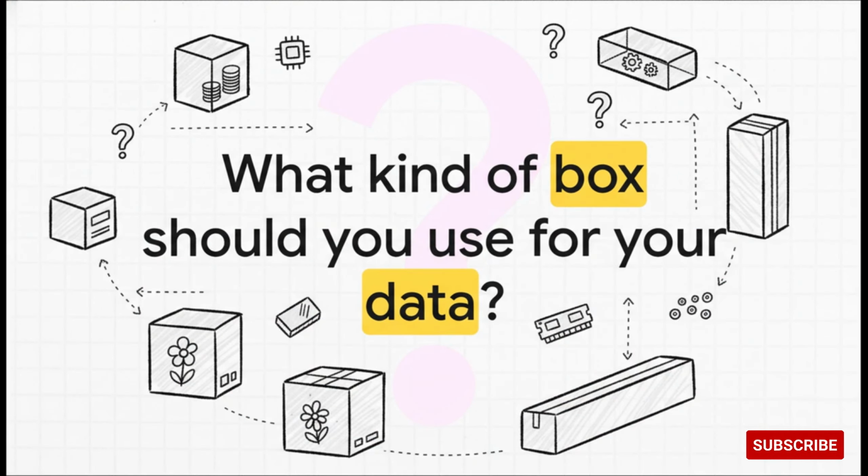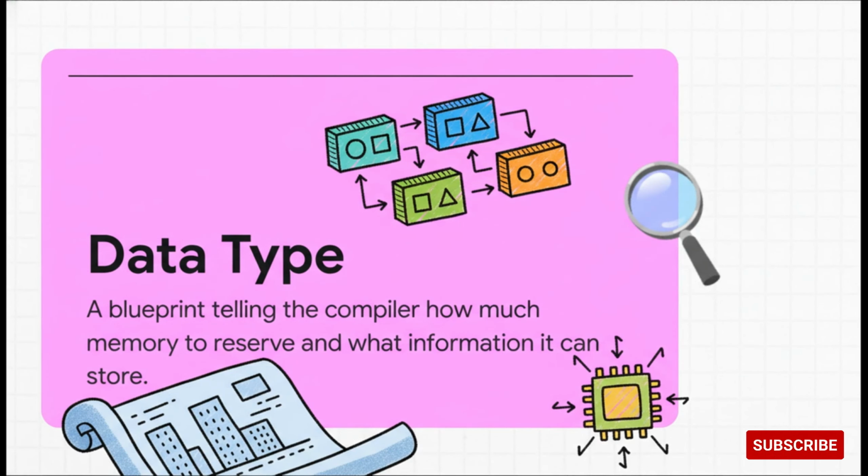Think about it this way. Imagine you're packing for a move. You wouldn't put a fragile wine glass in a flimsy paper bag, right? Of course not. C++ is pretty much the same way. When you create a variable, you're not just grabbing any old box. You have to tell the compiler exactly what kind of box you need. Is it a tiny little box for a single character? Or is it a big, sturdy one for a massive number? That is the fundamental question we're answering today. And the answer, of course, is the data type.